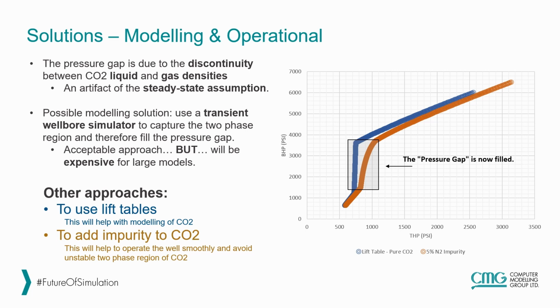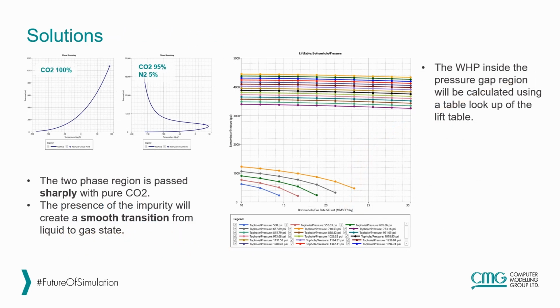There are two other ways to overcome this challenge. First one is to use a lift table, and another one is to add impurity to CO2. Here on the right hand side plot, we see that by use of lift table, which is the blue curve, we've been able to fill this pressure gap. And also if we add impurity, which we've used nitrogen as the impurity here, again, we can fill this pressure gap.